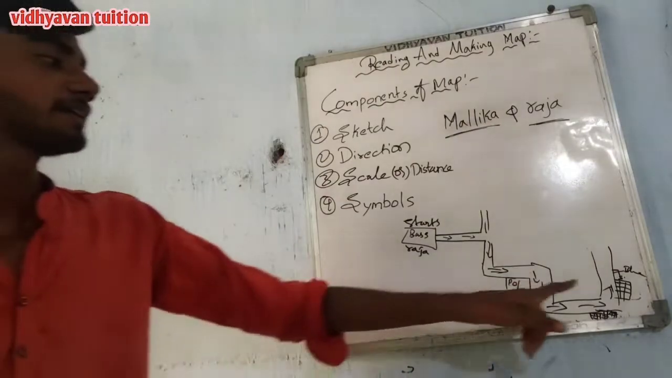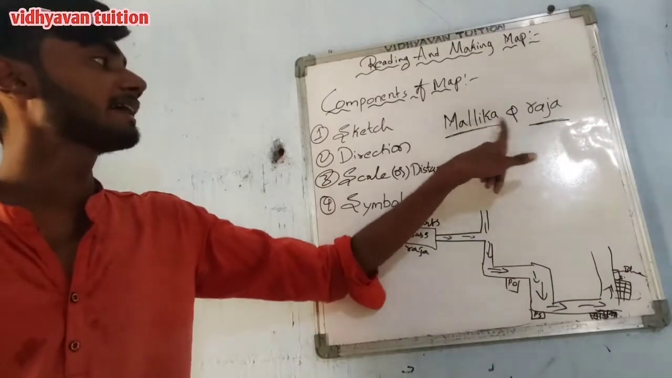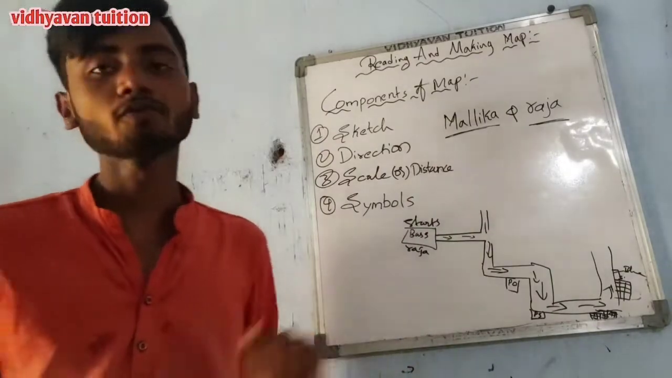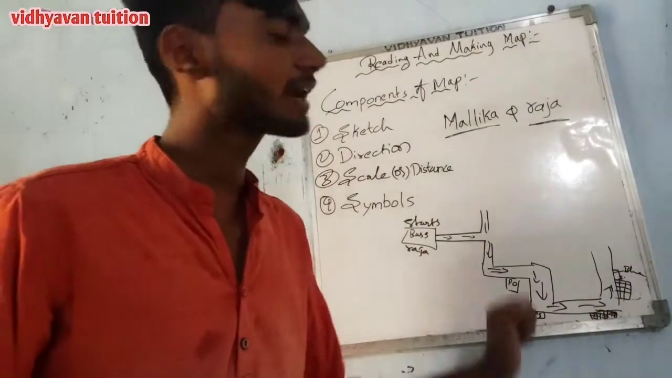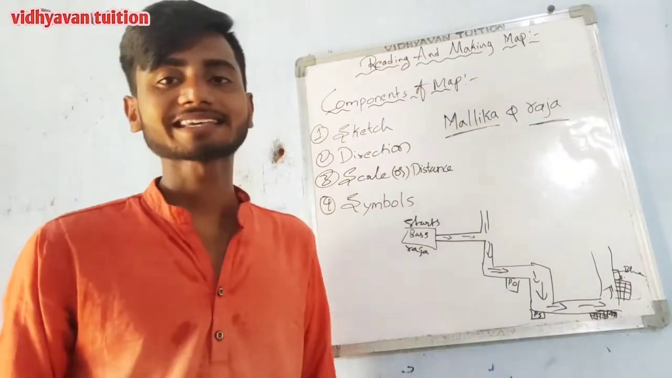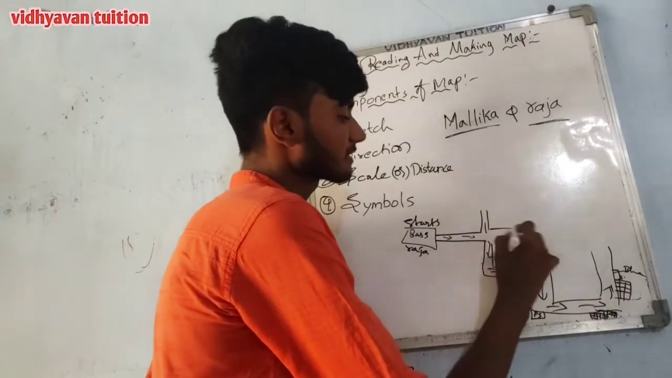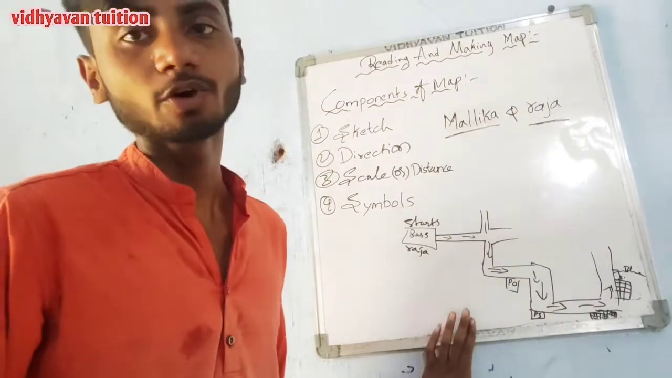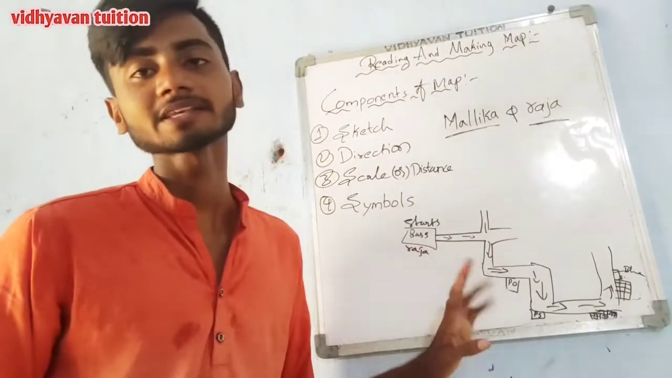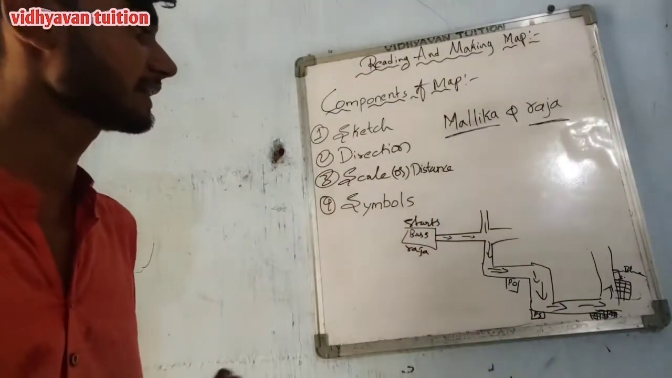Here Mallika explained to Raja the way to her home. Like this, we roughly draw without using any scale. If we draw or say the address to someone, this is a sketch. We will call this a sketch diagram. I hope you have understood very clearly.